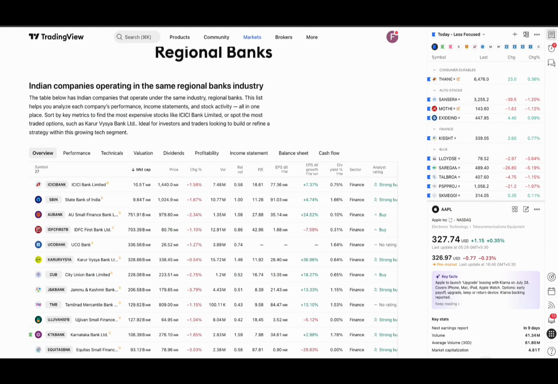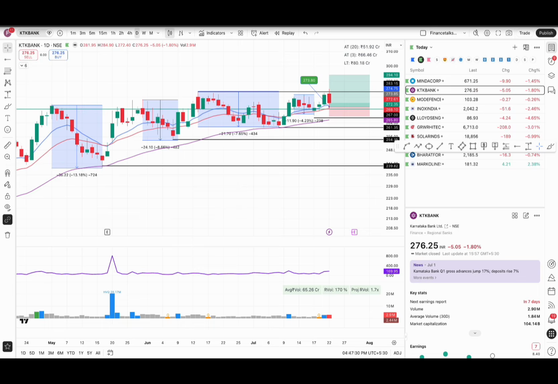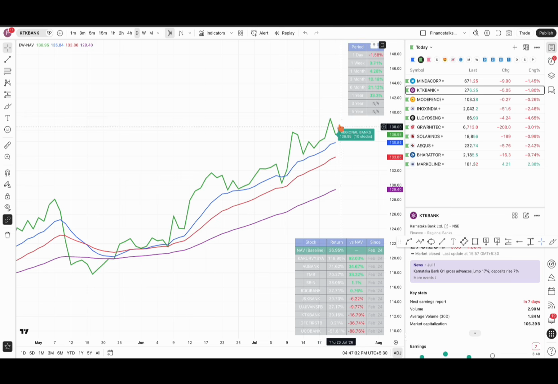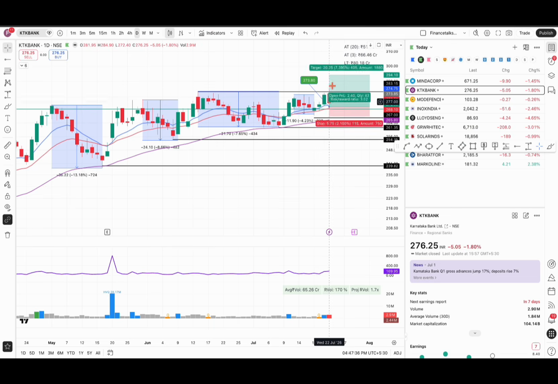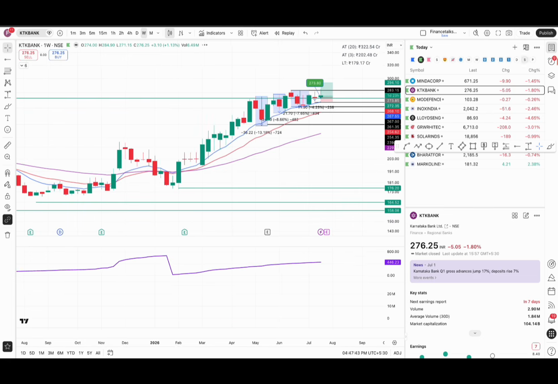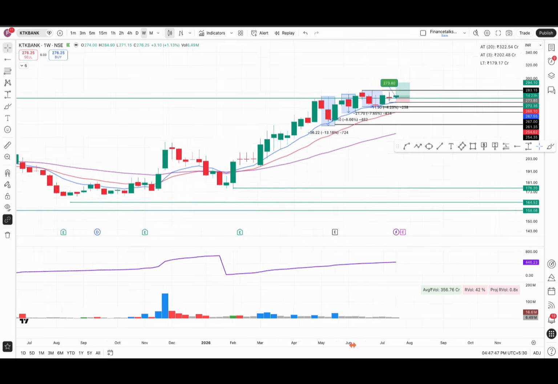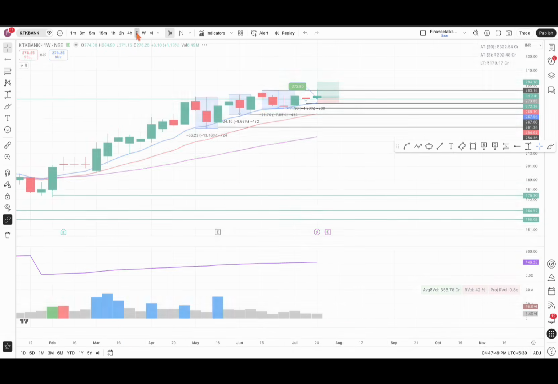The link is in the description for this one, and this was the KTK bank trade which I took, according to the regional bank sector. The regional bank sector is about to have a pullback as well, and I think it will reach newer highs, taking KTK bank to newer highs as well. It is completely my analysis, not a buy or a sell recommendation. So this was the one trade which I took recently.